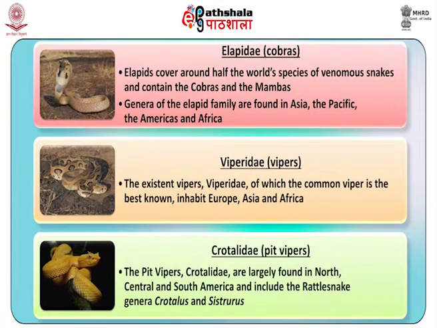That is, Crotalus and Sistrurus. There are 238 species of snakes in India, out of which only 52 are poisonous. Of these 52 poisonous species, the majority of bites and consequential mortality is attributed to 5 species, which are Ophiophagus hannah, that is king cobra, Naja naja or common cobra, Daboia russelii or the Russell's viper, Bungarus caeruleus, that is common krait, and Echis carinatus or the saw-scaled viper.